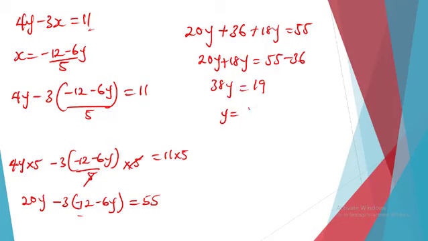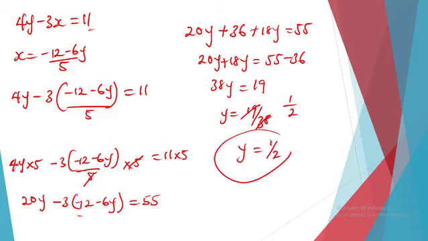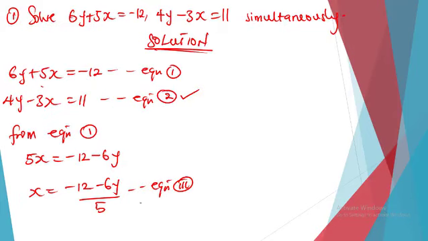Therefore, y is equal to 19 over 38. 19 into itself is 1, 19 into 38 is 2. So y is equal to 1 over 2. So we've gotten the value of y to be 1 over 2. We now substitute the value of y in our equation 3 to be able to get the value of x.